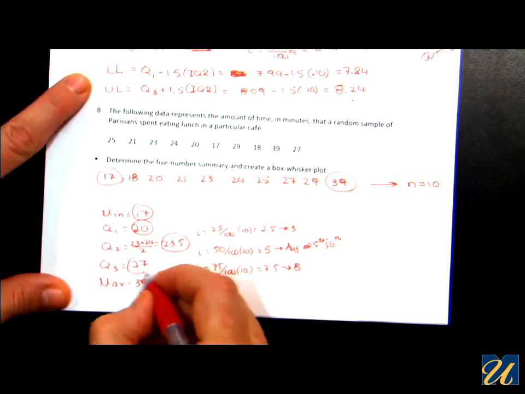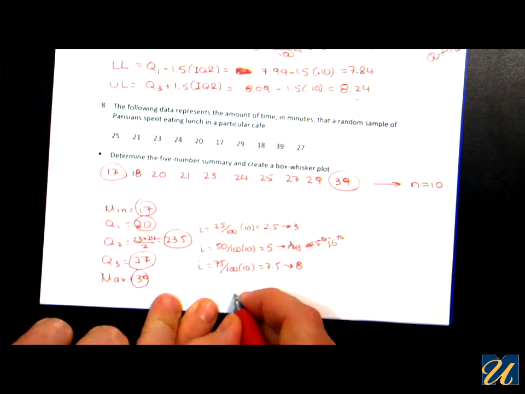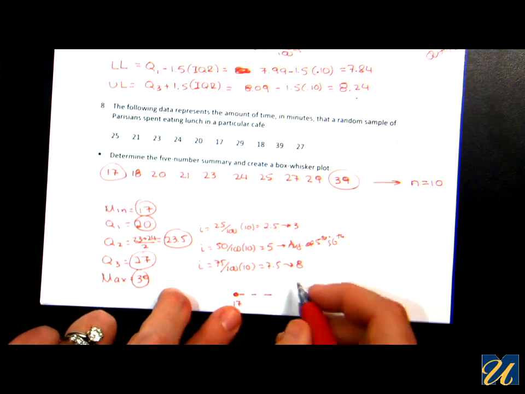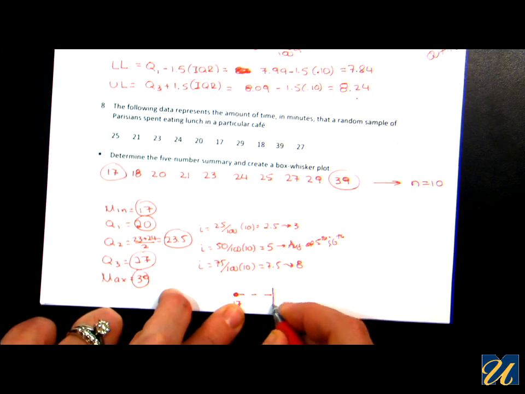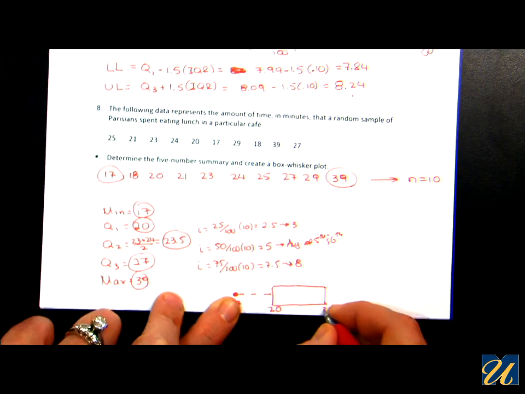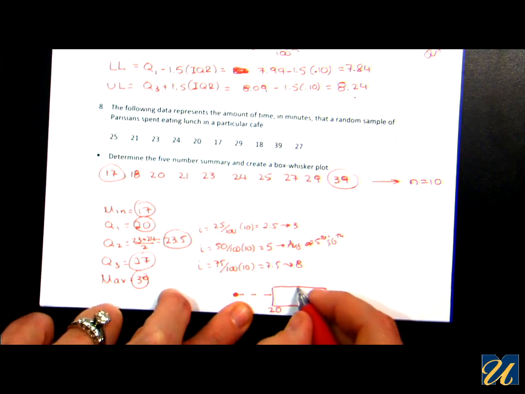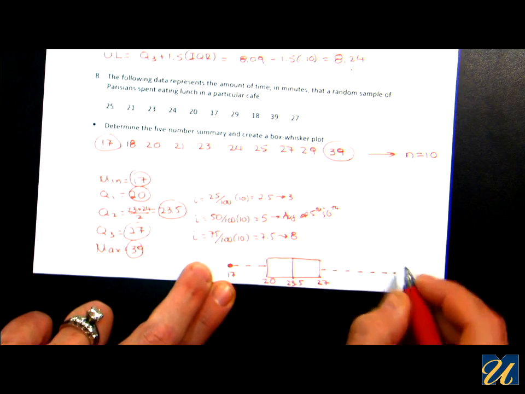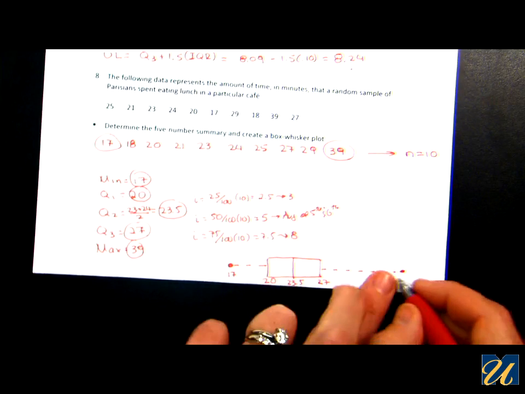So I have all the information I need to create a box and whisker plot. I start with the minimum entry. I extend whiskers to Q1, where I start the box. Q1 is 20, Q3 is 27, Q2 is 23.5, and then I extend the whiskers to the maximum entry, which is 39. So something like this for the box and whisker plot.